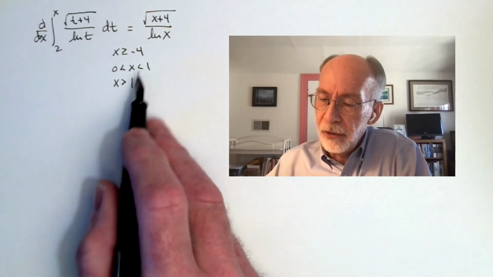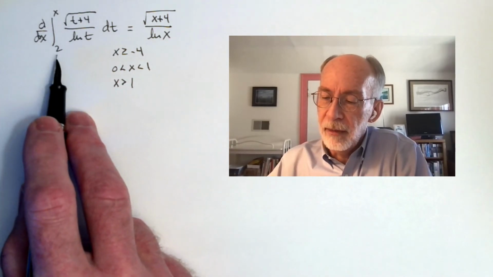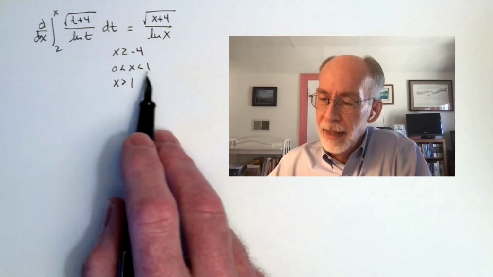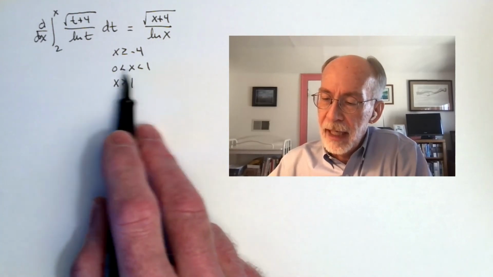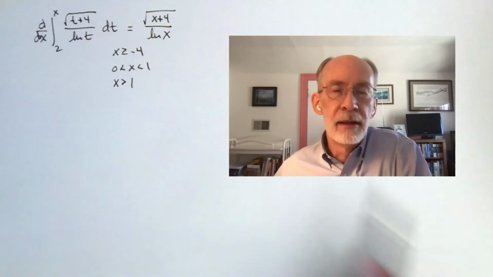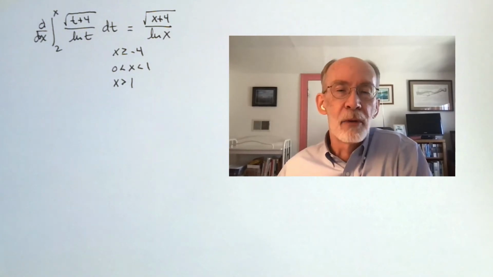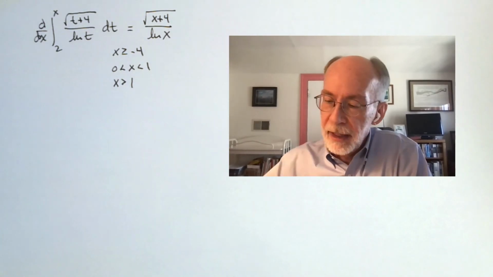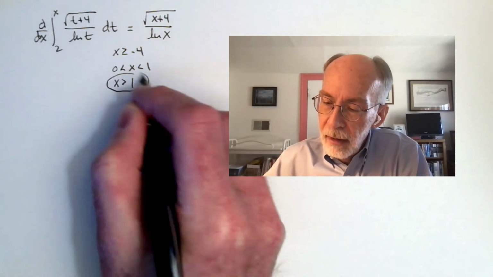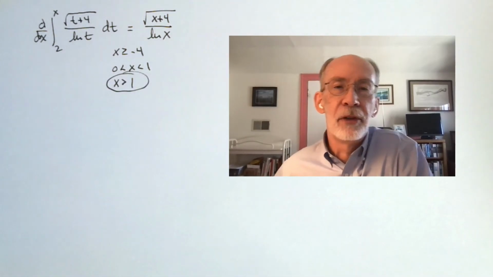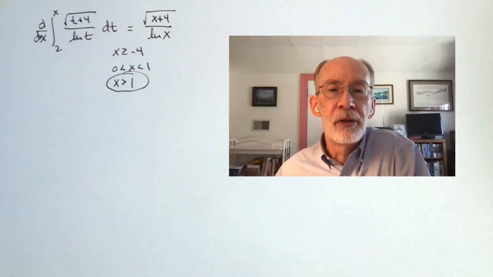Now, which of these is it going to be? Well, we're integrating from 2 to x. And if we try to integrate from an x between 0 and 1 to 2, it's not going to work because we're going to have to cross a discontinuity. So the domain over which this relationship holds is x greater than 1.